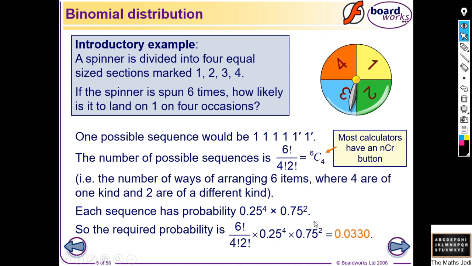Now what's going on here is a binomial probability being calculated. And so it's important to take into account the number of different sequences that you could get, the probability of it happening and the probability of it not happening. Okay, so that's what's happening in this particular calculation to get this 0.0330. And this is a very common calculation within binomial distributions.